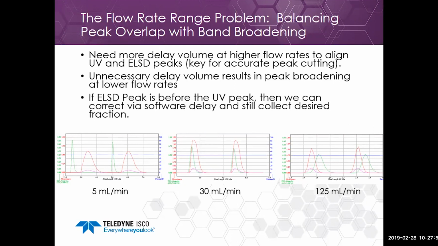The additional problem is if the ELSD peak is before the UV peak, we can go ahead and correct that via software delay. So that's not a problem for the 5 mL a minute, but at 125 mL a minute, the ELSD peak is too late, and the sample has already reached and passed the fraction collector, so we're not able to collect if it comes out too late.